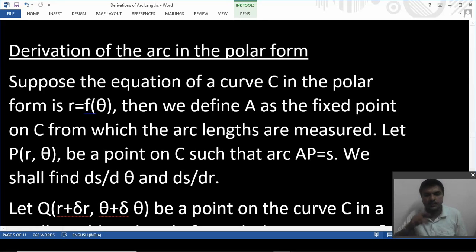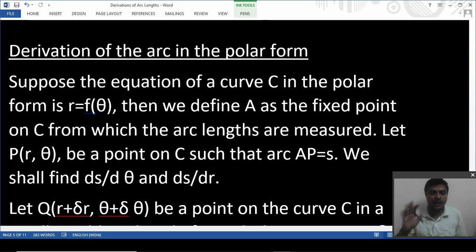Okay, students, construct the graph here first. Suppose the equation of the curve C in the polar form is r is equal to f of theta. Then we define A as the fixed point on curve C from which the arc length is measured. So this is one point you have to remember. Let P (r, theta) be a point on C such that arc AP is equal to S. We shall find ds upon d theta and ds upon dr. That's it. It's a polar curve. Okay, that is the derivation.